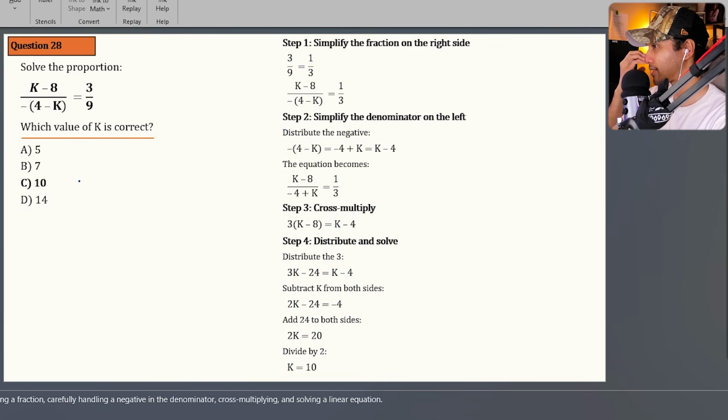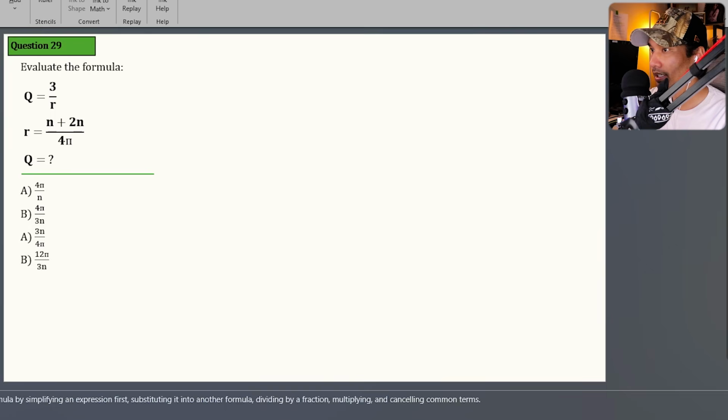And exactly what I said, you want to simplify first. You can cross multiply and then simplify from there, and I've done it before, but it's going to take longer. So go ahead and just simplify this first. And then you would just complete simple algebra by cross multiplying, distributing, and solving. K equals 10.